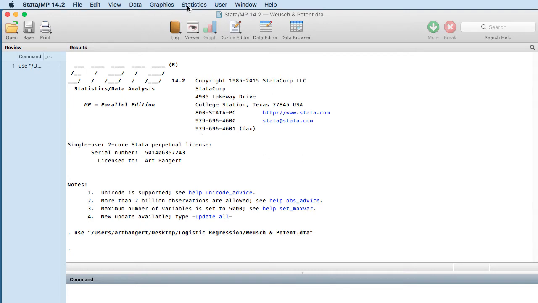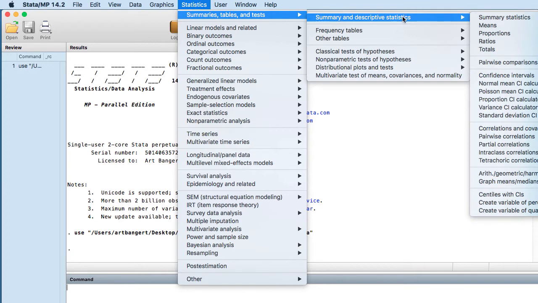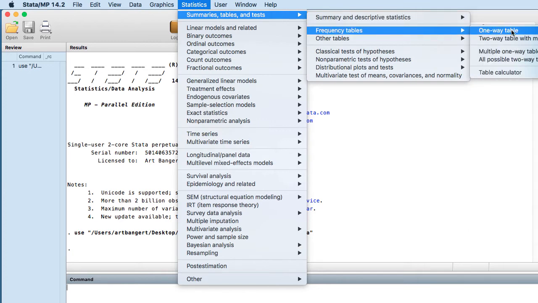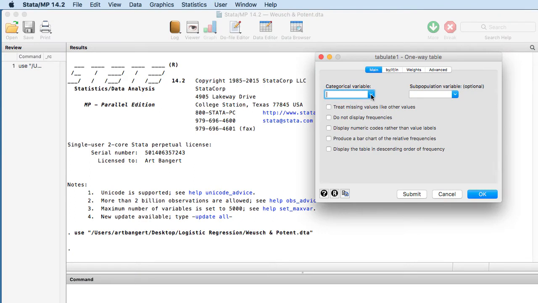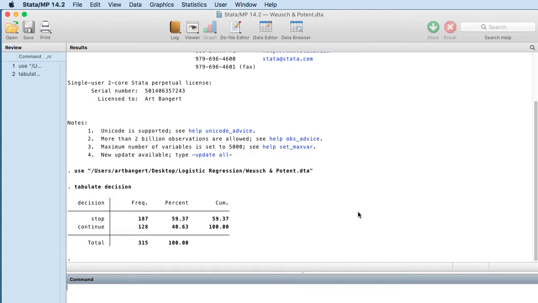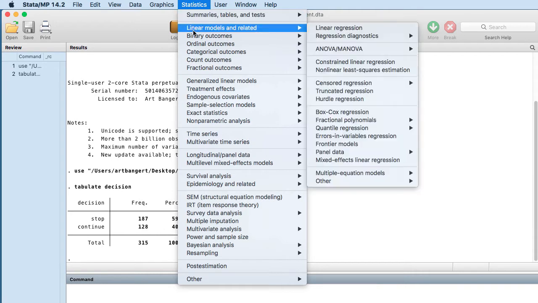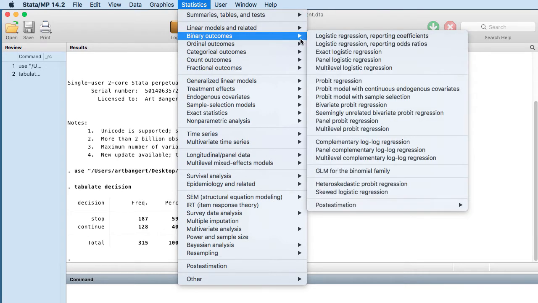And I'm going to close the spreadsheet, and I'm going to go to statistics. And the first thing I'm going to do is get a frequency table to look at the decision-making information. And so we have 59.37% who decided the experiment should be stopped, and 40.63% who decided the experiment should be continued. Okay, now I'm going to go up and run the logistic regression.